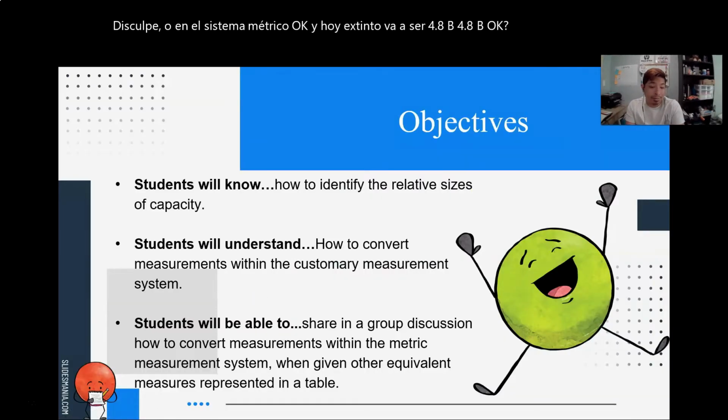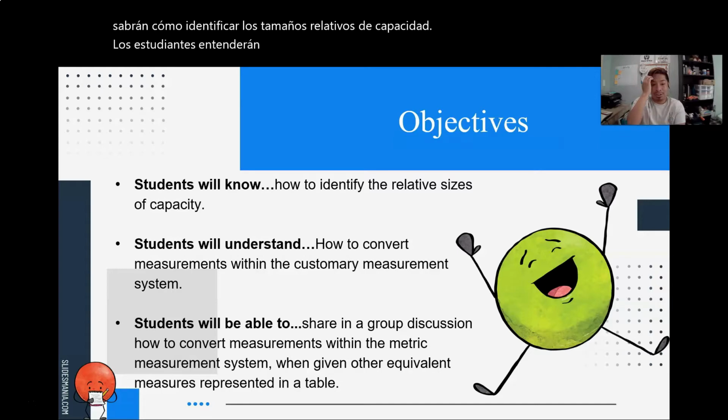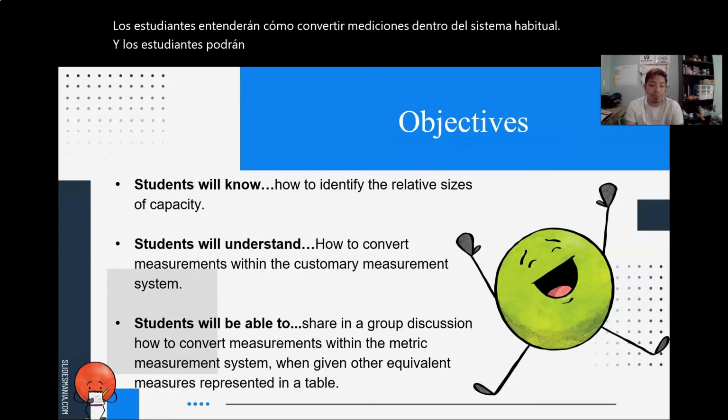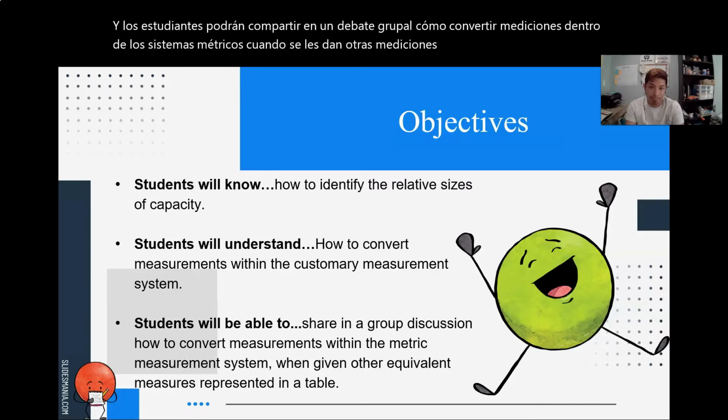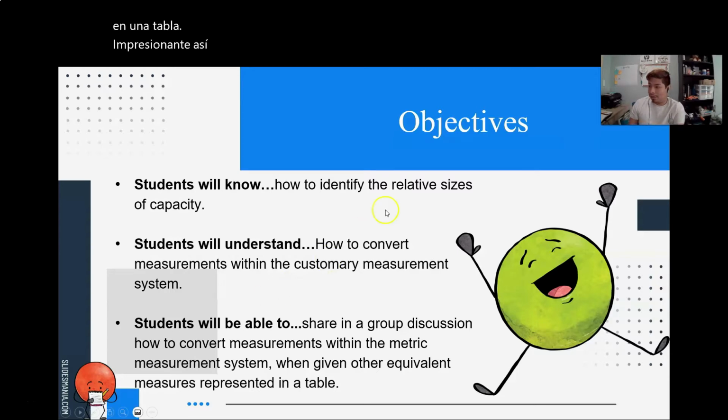Here are our objectives before we get into the video and then in the notes. Students will know how to identify the relative sizes of capacity. Students will understand how to convert measurements within the customary system. And then students will be able to share in a group discussion how to convert measurements within the metric system when given other equivalent measurements represented in a table. Awesome. So before we get started, let's go ahead and look at a video on how to do the conversions.